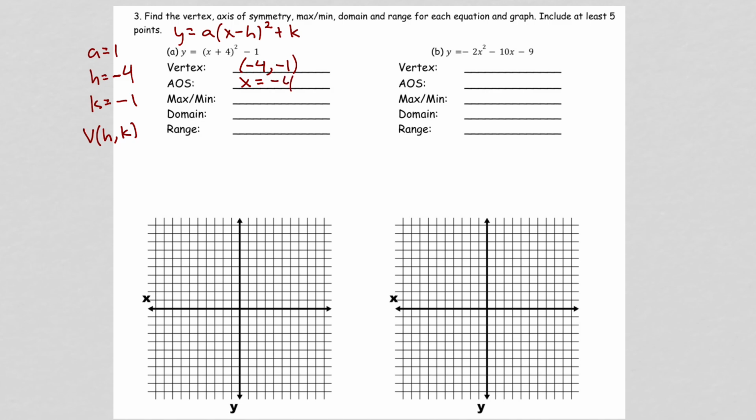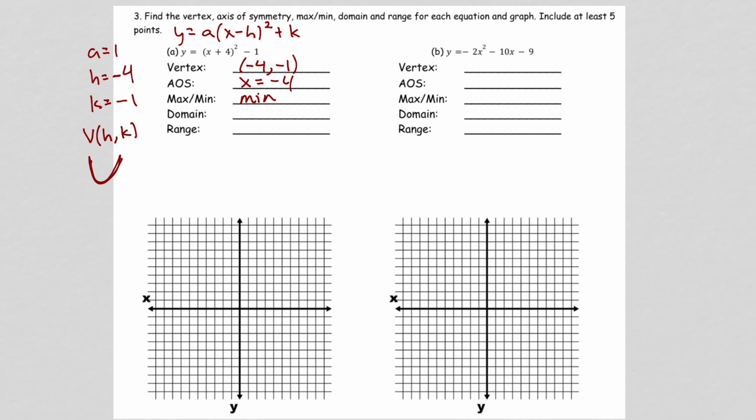Next thing we want to know, is it a minimum or a maximum? Well, because this a value is positive right here, that means it's a parabola that opens up like this. If this was a negative number here, the parabola would open down. Since this parabola opens up, we have a min, so we can write min. Where is the min? Well, it's at this vertex right here.